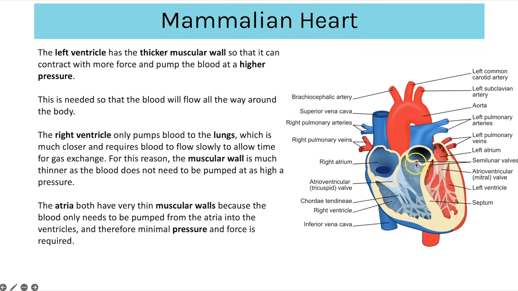And the blood leaves the left ventricle through the aorta to go to the rest of the body. So that's an advantage because we need the blood to be forced out at higher pressure so that it will then be able to reach all of the respiring tissues in the body. The right ventricle is only pumping blood out of the heart to the lungs, which is much closer. And also you don't want a really high blood pressure in the lungs because it could cause damage to the capillaries. So for that reason, the cardiac muscle in the walls of the right ventricle is much thinner because it doesn't need to contract with as much force and the blood is not pumped out at as high a pressure.